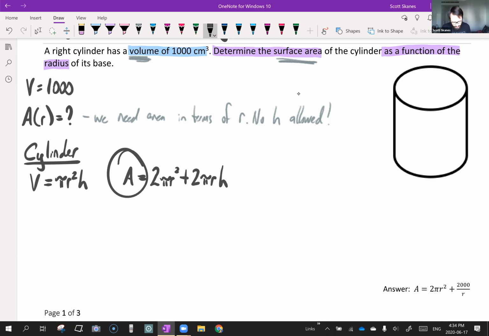Well, I know I need area, but I need it in terms of R. It says that in the question. And I can see right here that there's an H. So all I need to do is get this H in terms of R. If I can replace it with something in terms of R, I'll be good. How do I replace it? Use the volume formula. Use the other formula. That's usually how it works.